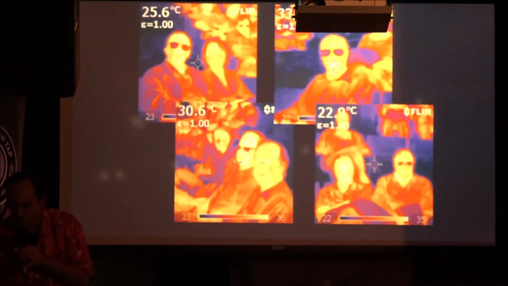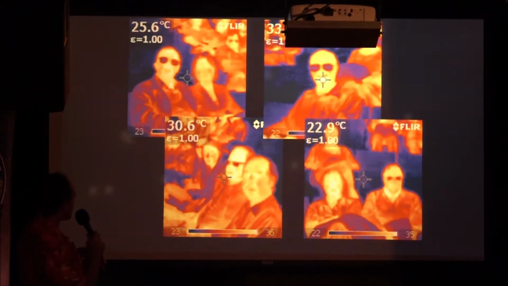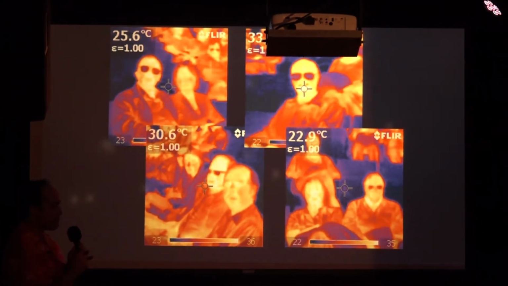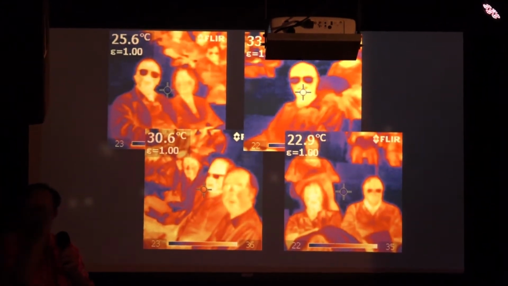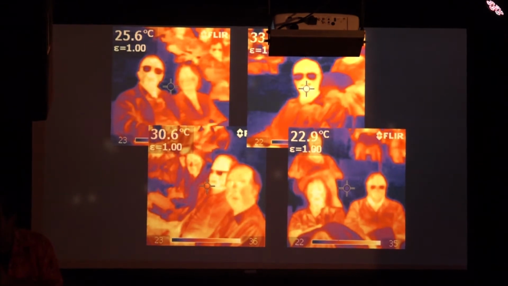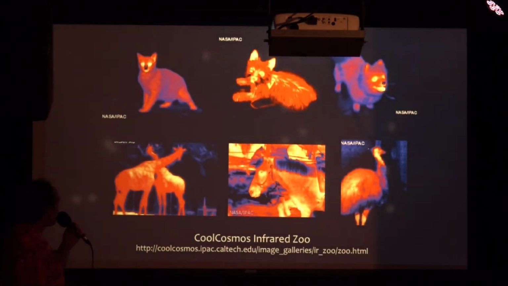If we look at people, we can see different things about people. So there are people. Very hot here. Eyeglasses, not so much. Here's what animals look like in the infrared.